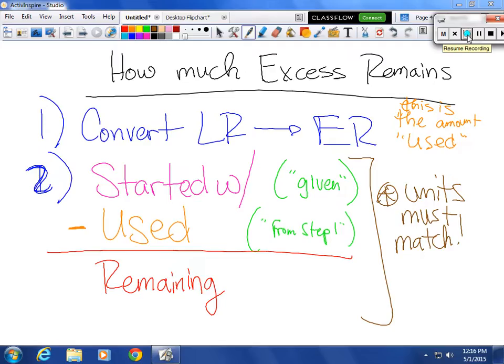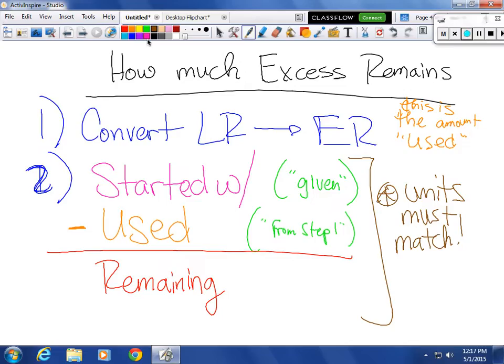All right, so here are your steps. The first thing that you have to do, number 1, is obviously, if the question is how much excess remains, well, you've got to find out which one is the excess reactant. That's an obvious statement. But then this is what you got to do. Once you've determined your LR and ER, you've got to convert your LR to your ER. And this is where students have the biggest problem. They stop at step 1 and say, that's how much remains.